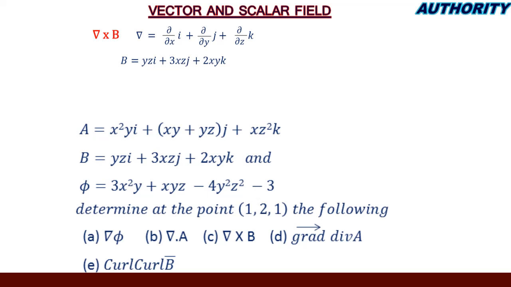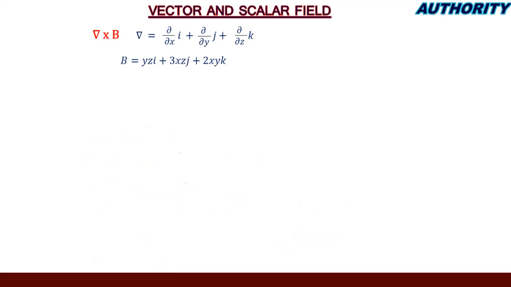Let's use a matrix for the cross product, or vector product. Using a matrix, we have i, j, k as the first row. The next row is our operator, the operator del.